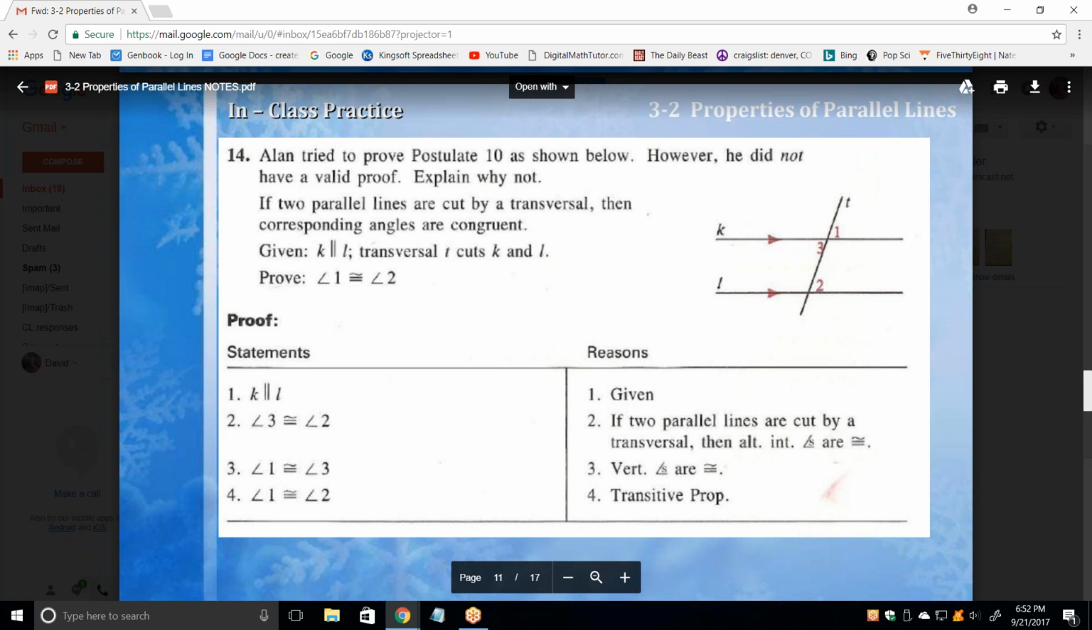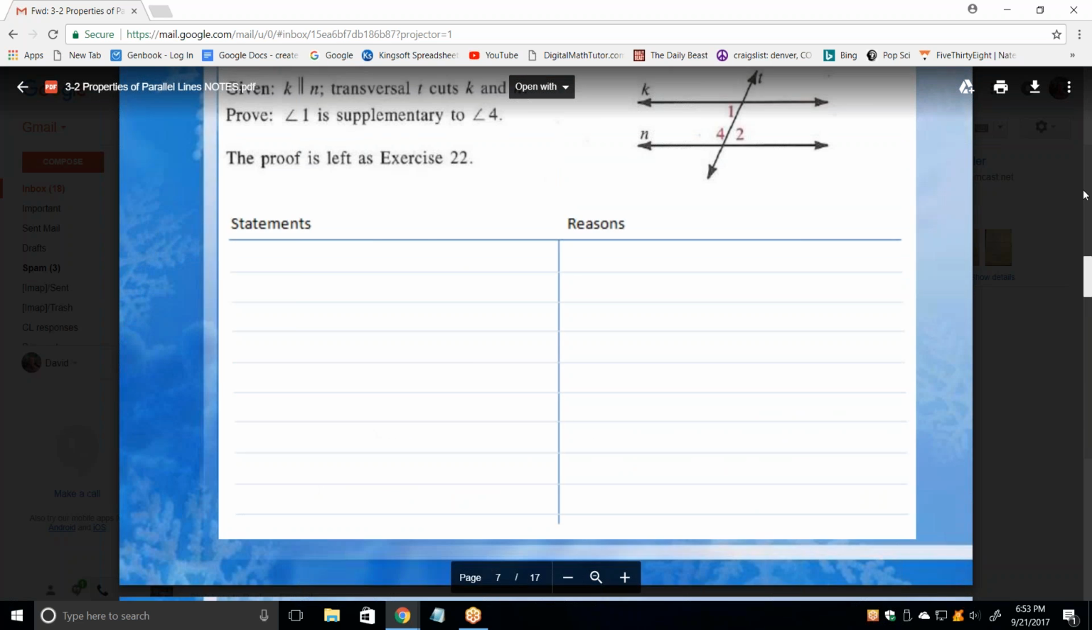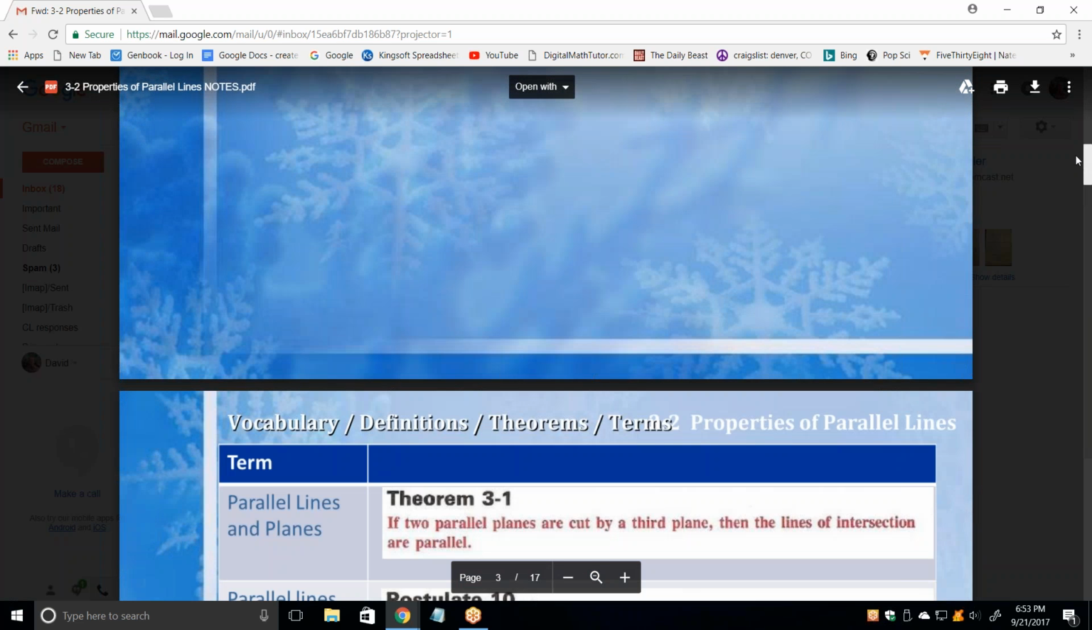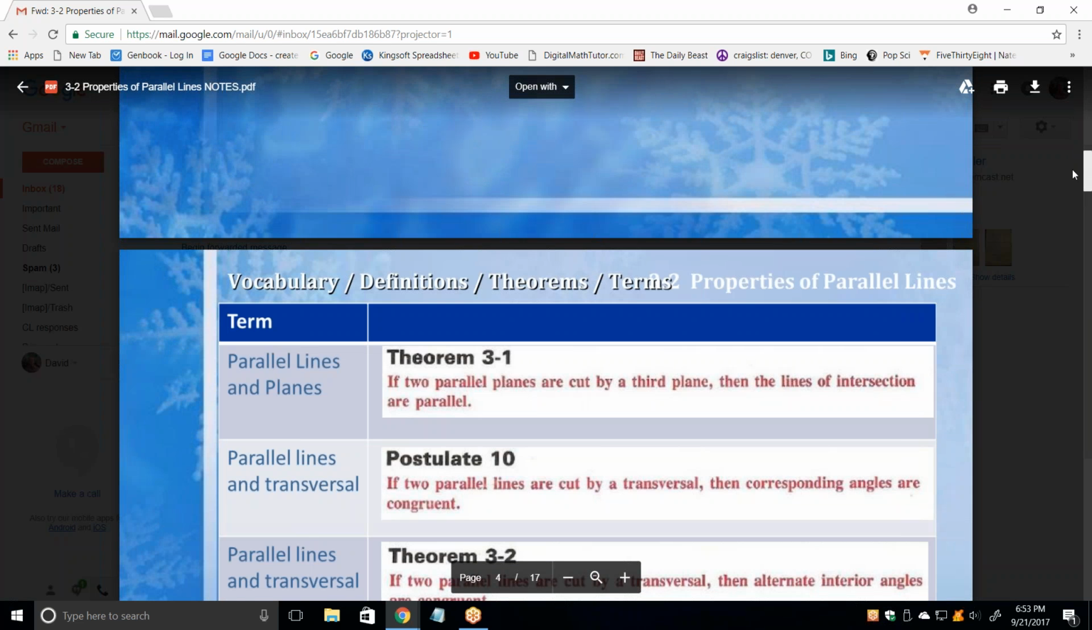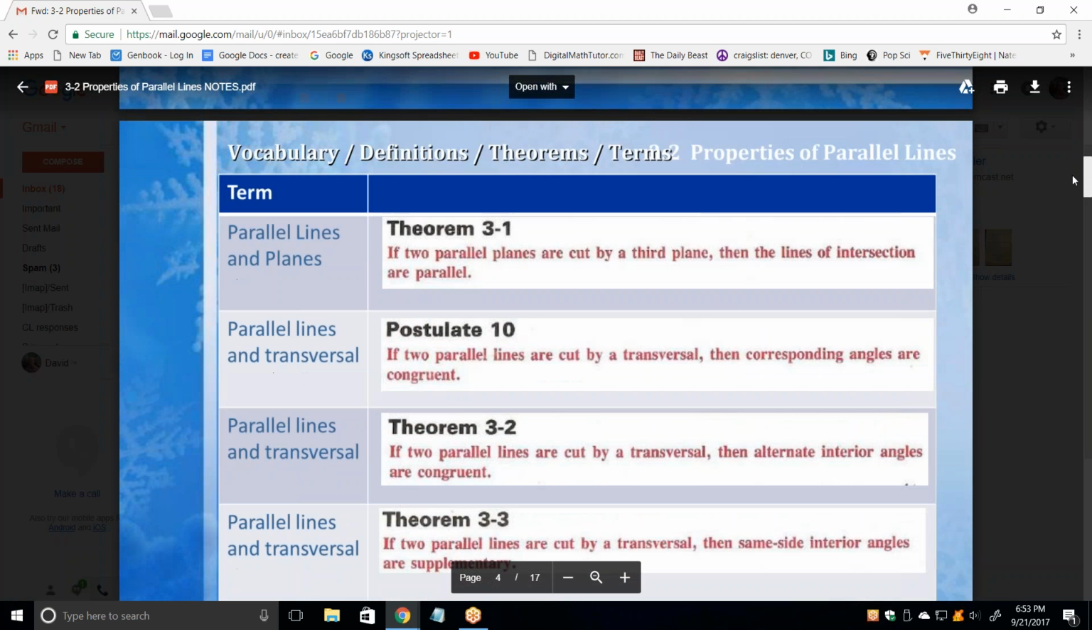Not based on postulate 10 alone. Postulate 10 again said alternate interior angles are congruent. Let me look. Postulate 10, corresponding angles are congruent. That's what we're trying to prove.